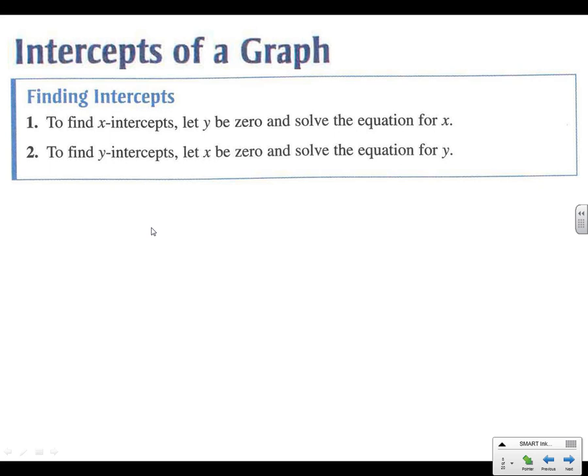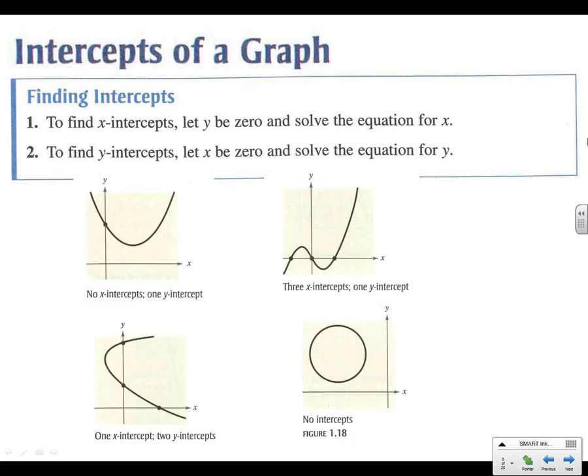All right, we mentioned intercepts quickly before. Let's go ahead and do these again. And so this should be a reminder from Algebra 1 as well. To find x-intercepts, we're going to make y 0. And to find y-intercepts, we're going to let x be 0. So here's a couple examples of different intercepts.